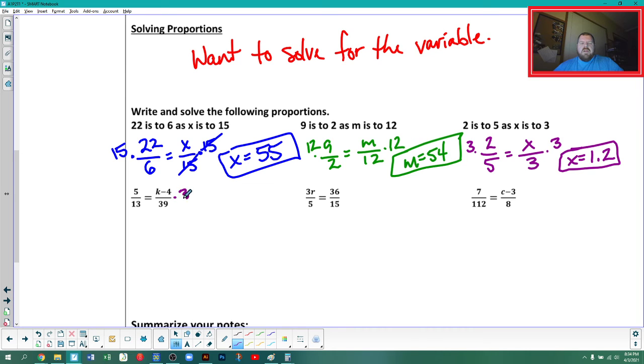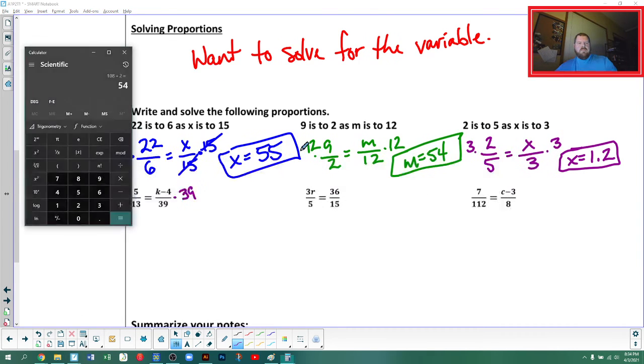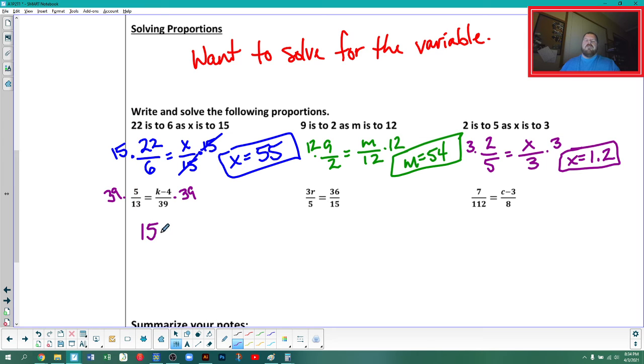I want to multiply by 39 first to get that denominator out of there. And I'm going to use my calculator for that. 39 times 5 divided by 13. Oh, 15. That's kind of nice. I get 15. Those 39s cancel, and I get k minus 4. Add 4 to both sides, and we'll be good to go. Should get that k is equal to 19.